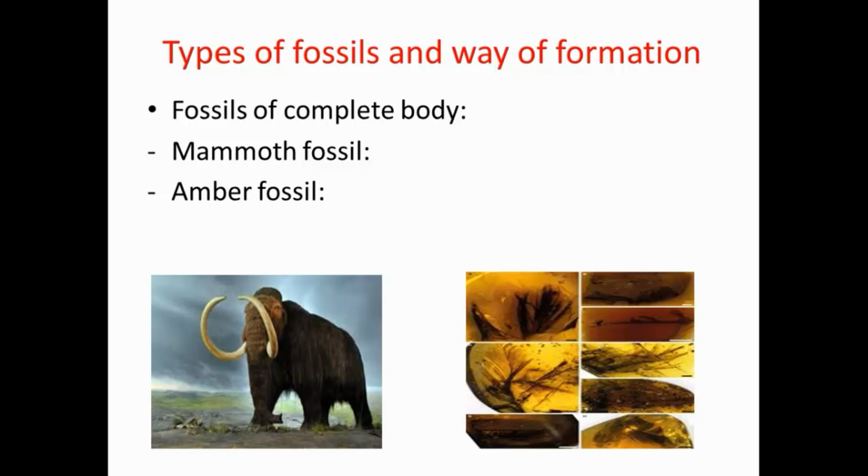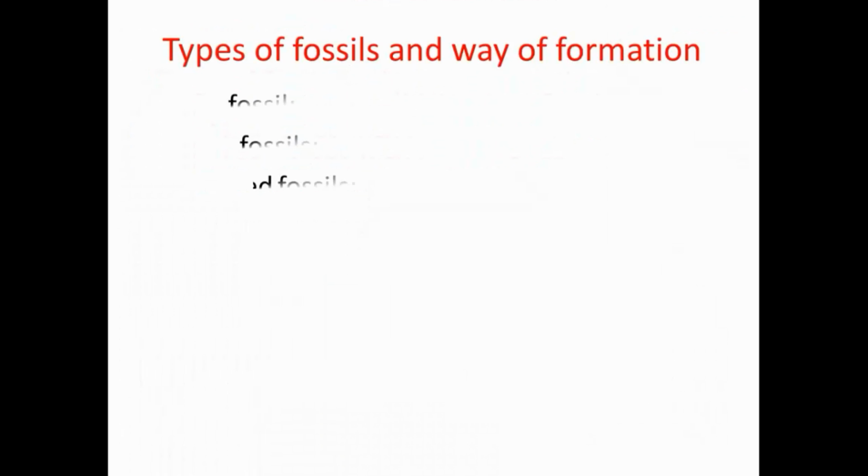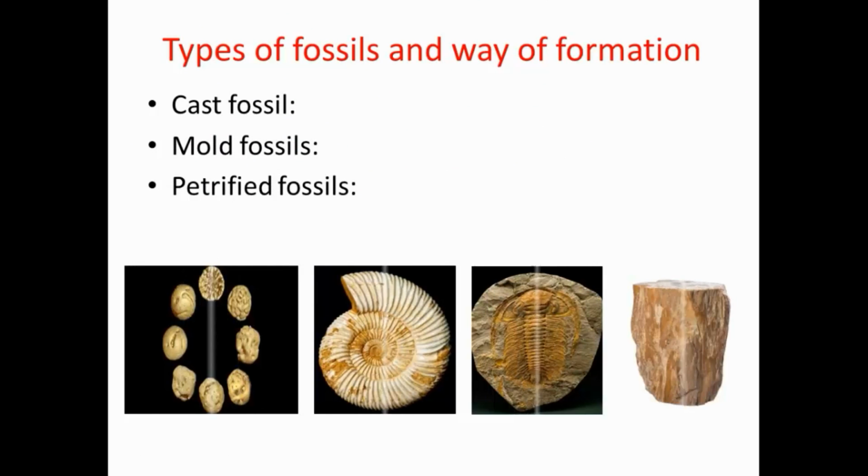So we can see that amber is considered a suitable medium for formation of complete body fossil because it preserves the bodies of insects inside it from decomposition. The other types of fossils are cast fossil, mold fossil, and petrified fossil. But let's start with mold fossil, as we can observe in the first two figures, which represent mold fossils.